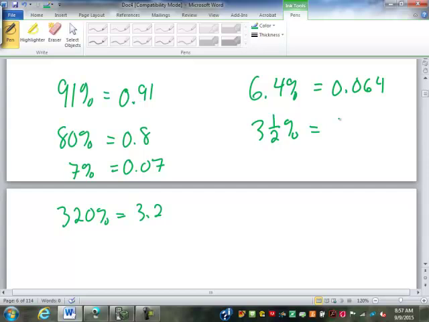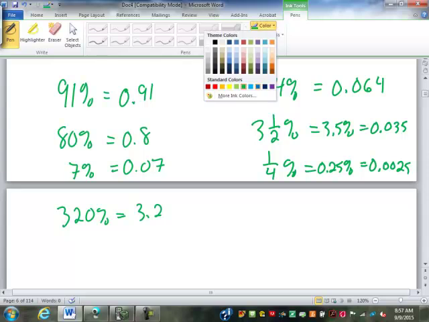3.5%. That'd be 3.5% if I change the fractional percent to a decimal percent. Then 0.035. How about 1/4%? Well, 0.25 is still a percent. That's just changing the fractional percent to a decimal. That has to be 2 spots over, 0.0025. What do you think? Not terrible?